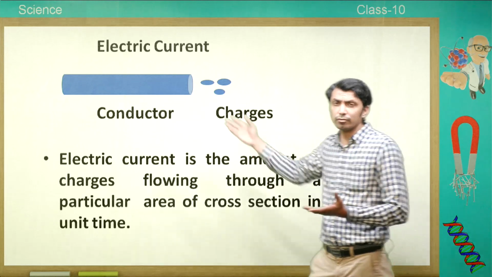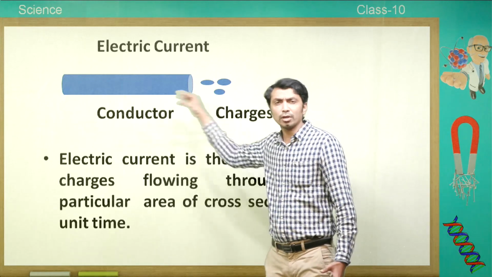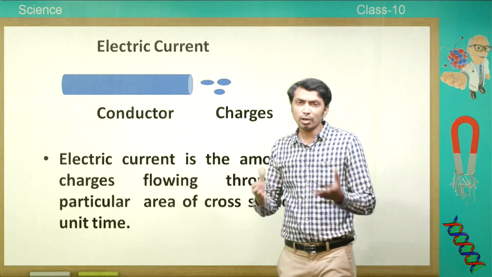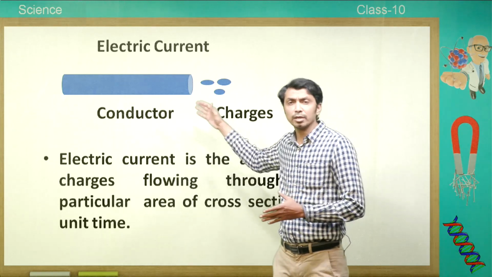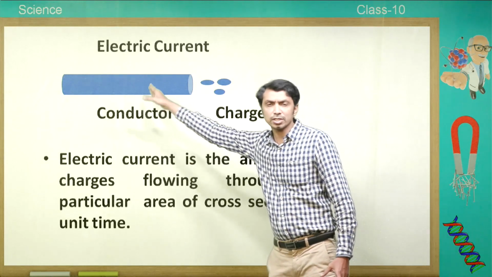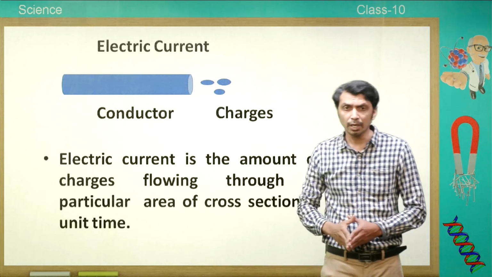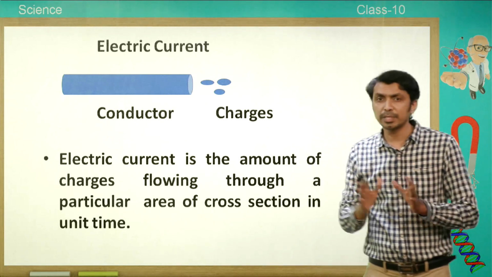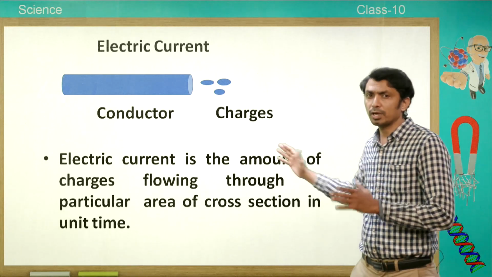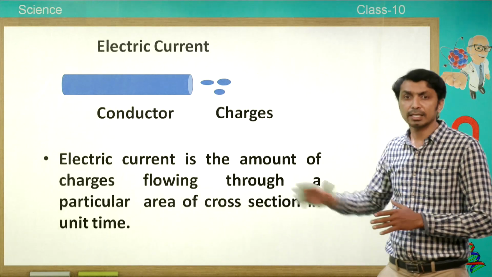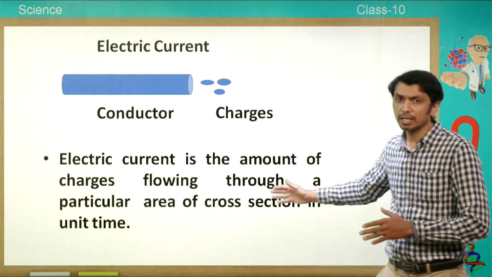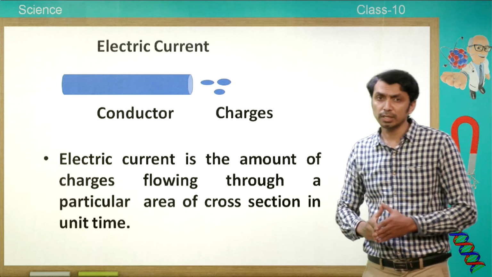Just like in a pipe we consider the amount of water flowing past a particular point, in the same way we are calculating the number of charges passing a cross sectional area in this conductor with respect to a specific time. So that is what we call electric current. Electric current is the amount of charge flowing through a particular area of cross section in unit time.